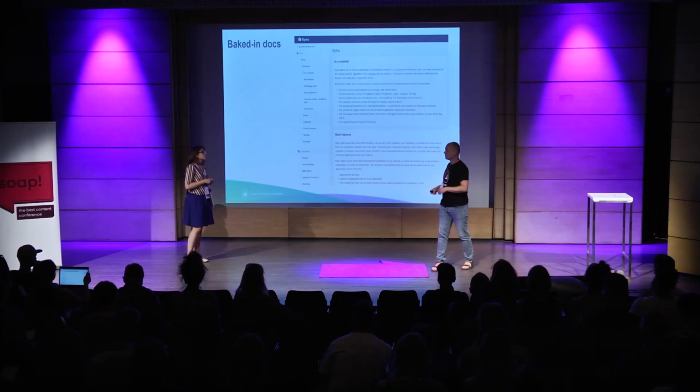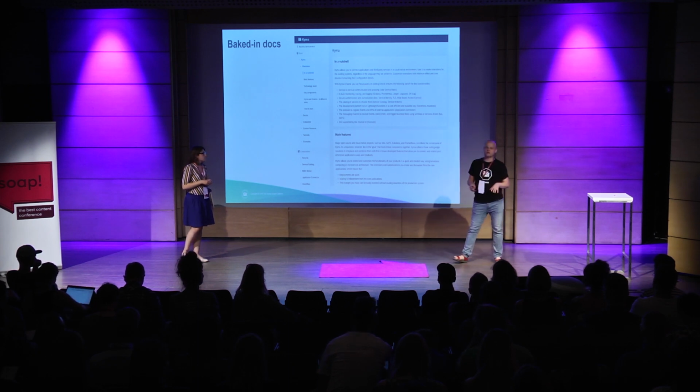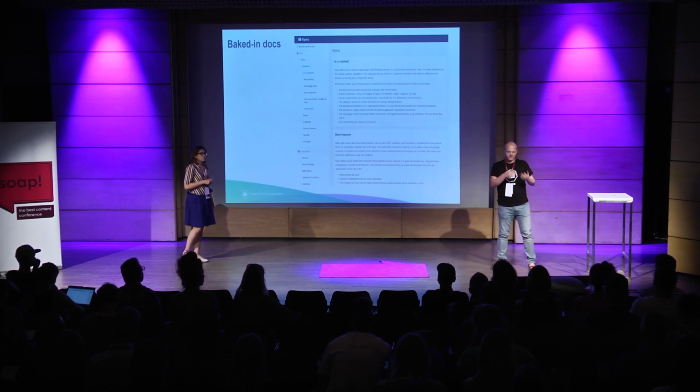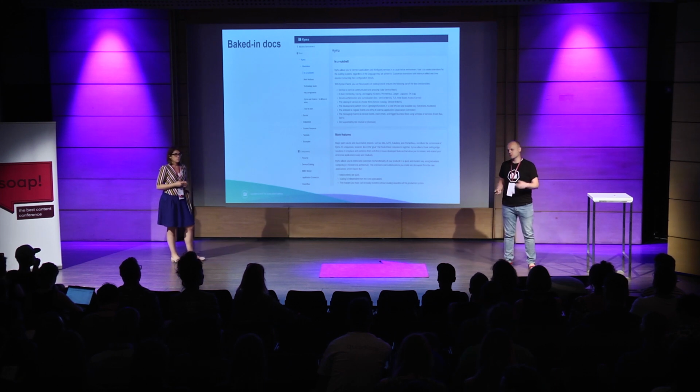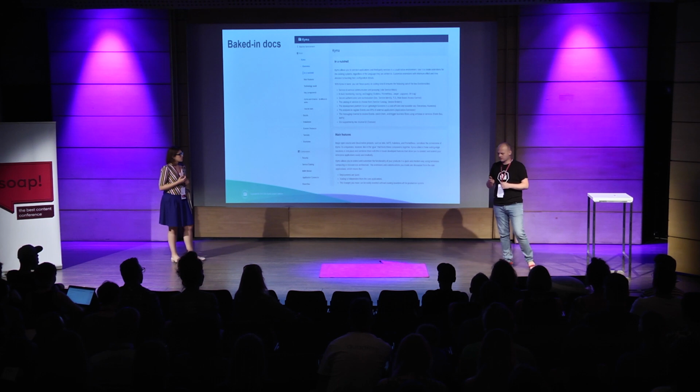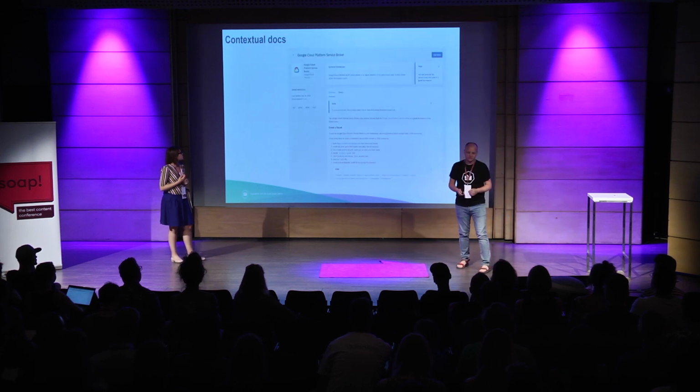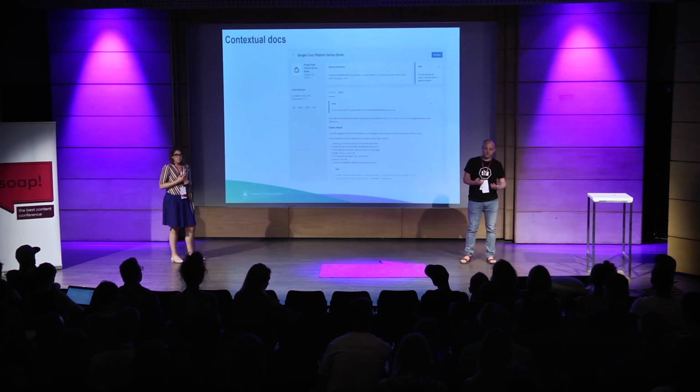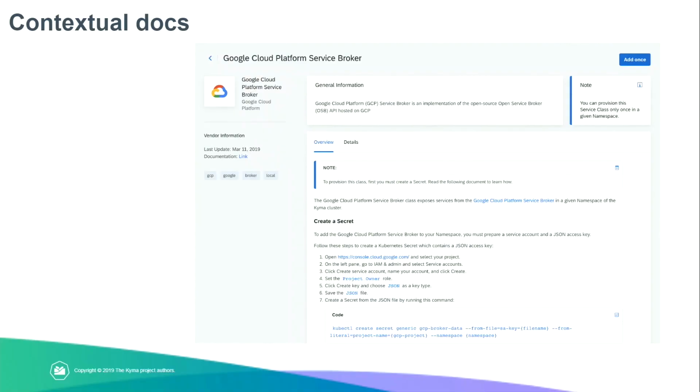So that's cool, right? They have baked-in docs. But if it's behind an API, what's the point of just having it in one view? If it's an API, then you can have contextual help. So we can have contextual docs, really. What you can see here on the screenshot is a view from one of the functionalities of Kyma.